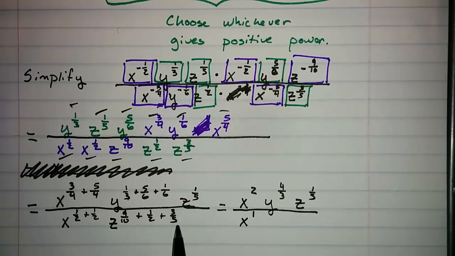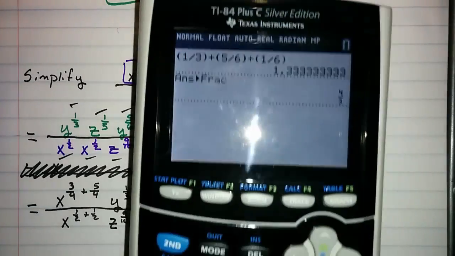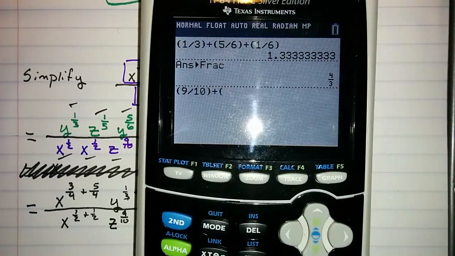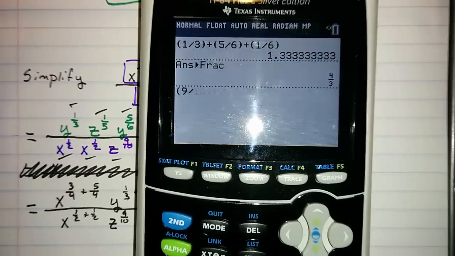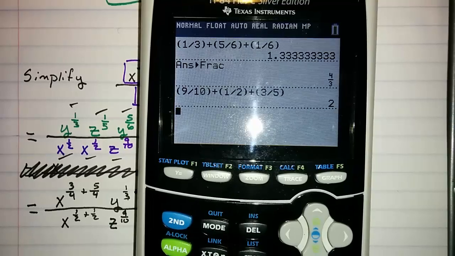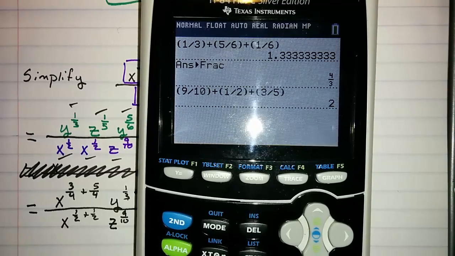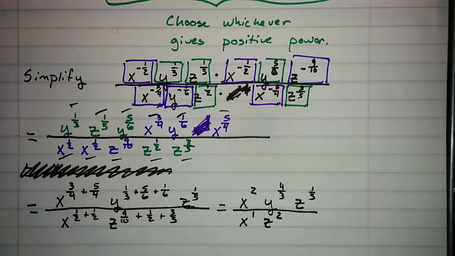And 9/10 plus a half plus 3/5. I don't want to do that one in my head either. 9/10 plus a half plus 3/5. Oh, that's 2 exactly. So that's what we have.